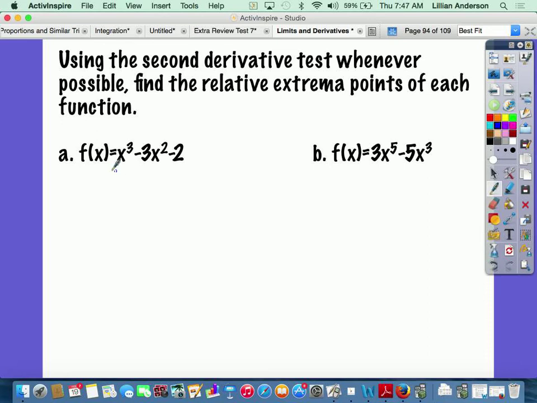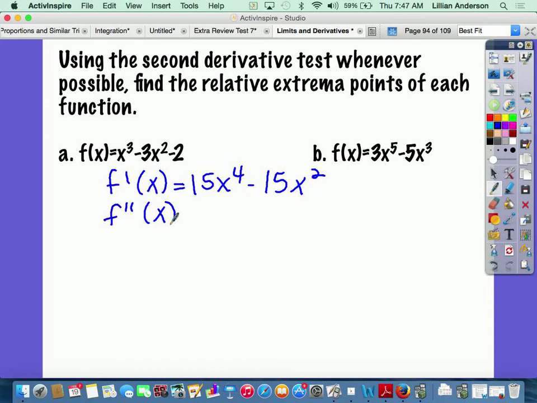All right? We need our first derivative, which is going to be 15x to the 4th minus 15x squared. And I need my second derivative, which is going to be 60x cubed minus 30x. Okay? Both of these can be done without a calculator, so don't think you've got to pull out your calculator here. Okay, you can do it.